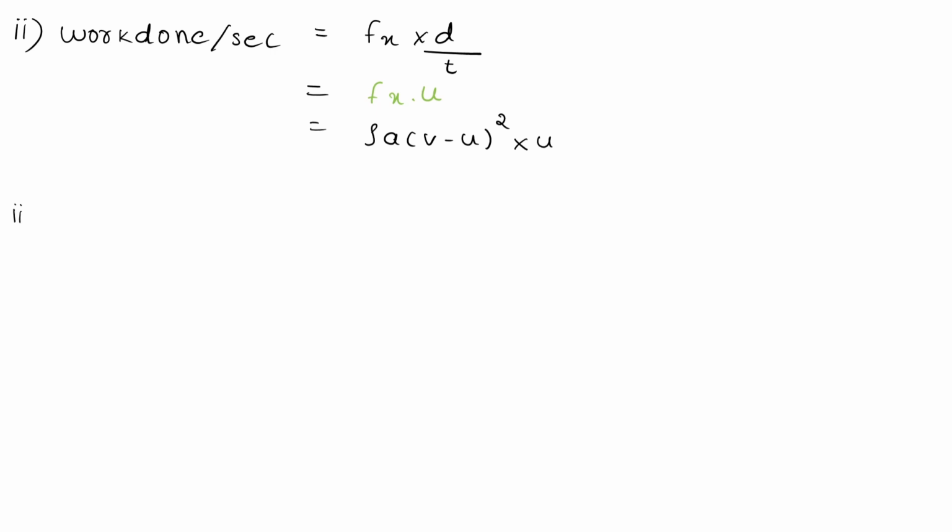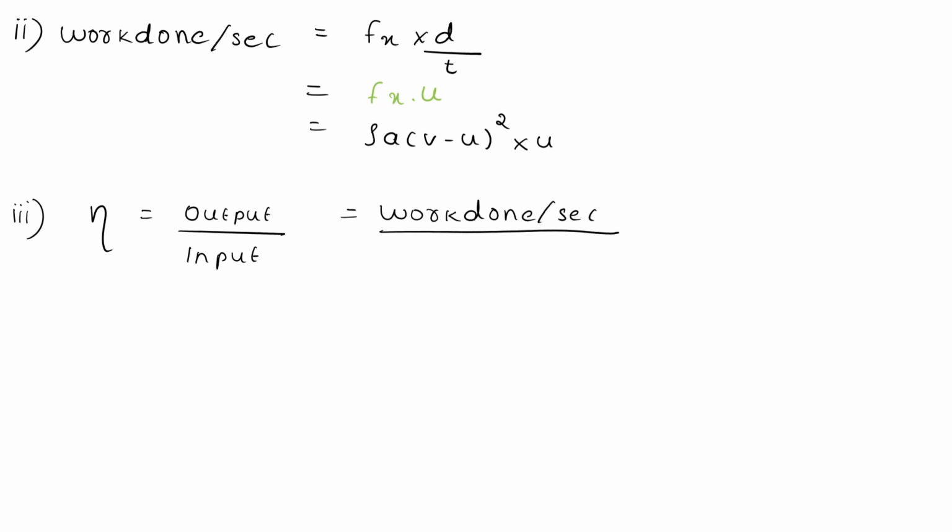And the third thing that we have to find is the efficiency. We all know that the efficiency equation is output by input. What we are actually getting as output is the work done per second. And the input, what we are actually giving, is the kinetic energy of the jet. Water is striking, so the kinetic energy of the jet is our input.